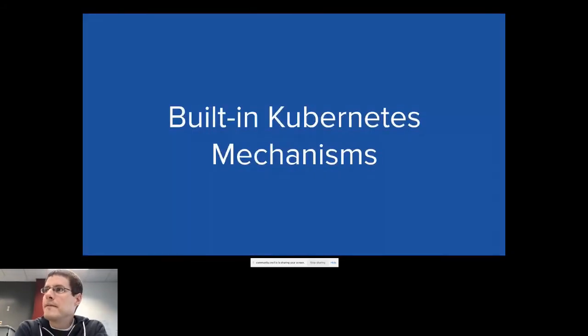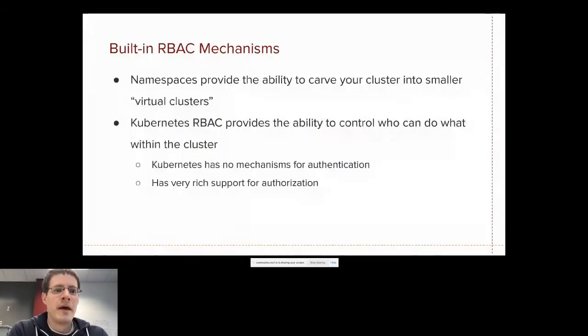Okay, so when thinking about the built-in mechanisms and the support for multi-tenancy with Kubernetes, there's quite a bit there, but we'll see that there's quite a bit lacking as well. So let's talk about what's there first. So obviously Kubernetes has the concept of namespaces, and in case you're not familiar with it, it allows you to carve up your cluster into smaller virtual clusters. Okay. And so I can define resources into one namespace, and then somebody that's in another namespace, we can make it so that they can't see those resources. And again, it allows you to isolate things.